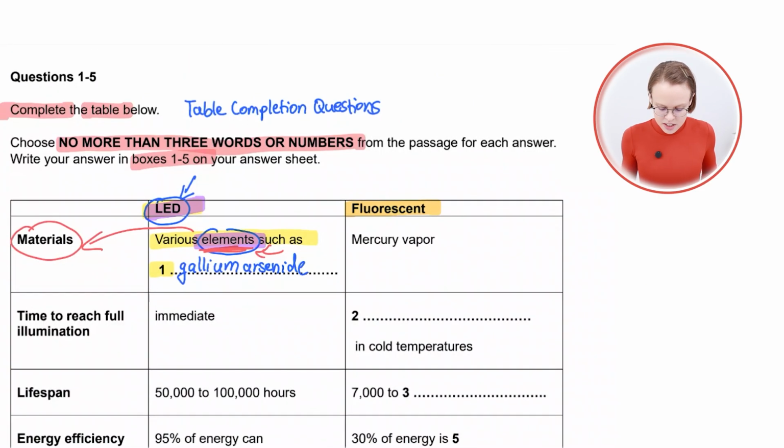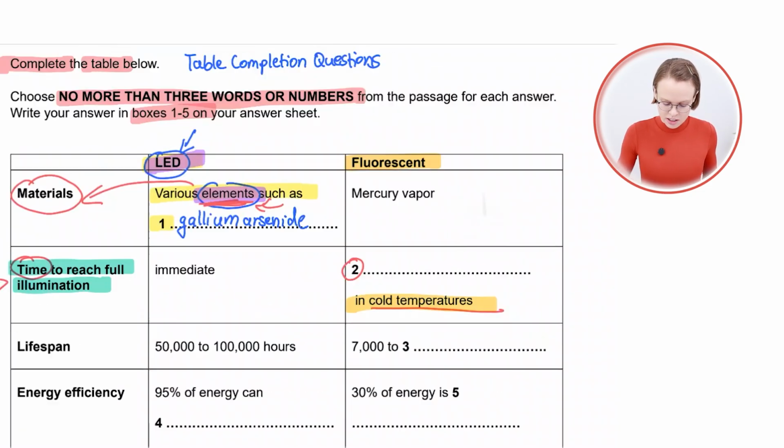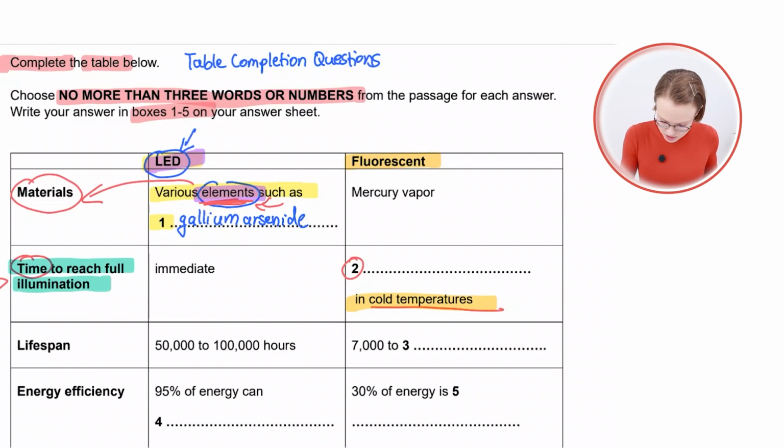Now, let's have a look at the second question. Question number 2. This one is here. So, as you can see, here it says time to reach full illumination. So this part of the table is obviously concerned with time. And here it says in cold temperatures. So let's look for cold temperatures and let's look for a time. And by the way, guys, we are looking for fluorescent light, of course, because it says fluorescent here at the top. So this refers to fluorescent.